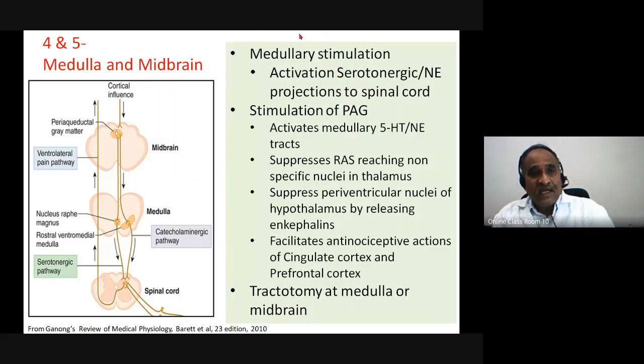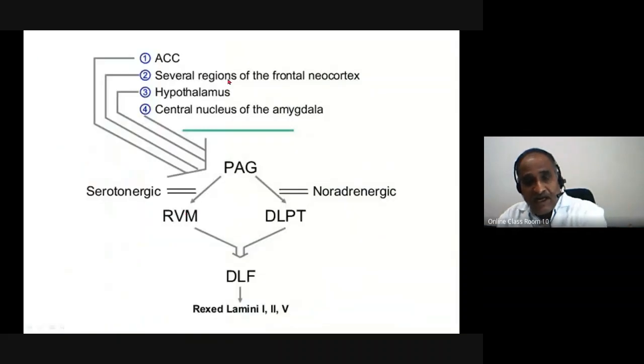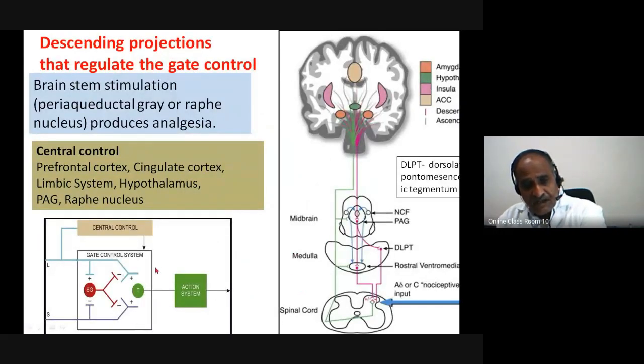Now, the fourth and the fifth, I mentioned the medulla and midbrain in the levels for the treatment of pain. So this is where I leave the gate control theory. It is the interaction between the large diameter fibers and the small diameter fibers, and these large diameter fibers close the gate. The small diameter fiber stimulation opens the gate.